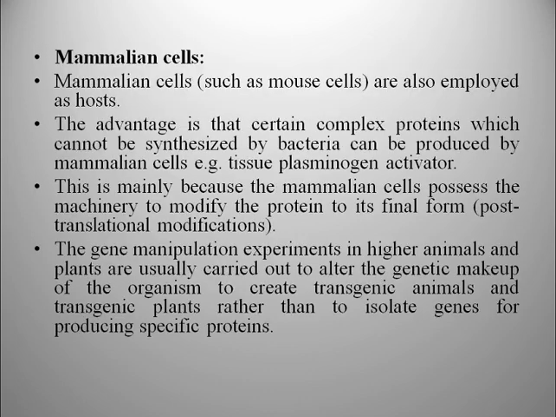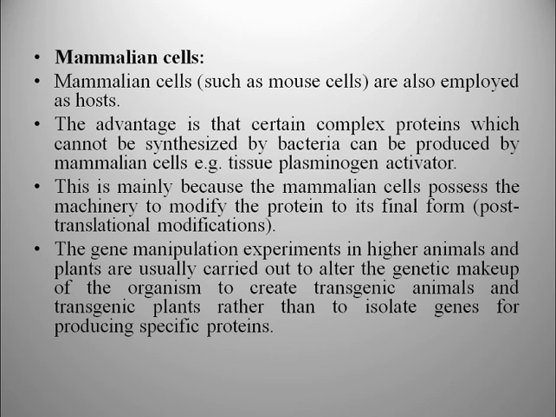Then mammalian cells. Mammalian cells जो है that are also employed as host cells, mouse cells we are using. Advantage of using mammalian cells यही है कि certain complex proteins which cannot be synthesized by bacteria can be produced in the mammalian cells, like tissue plasminogen activator. This is mainly because mammalian cells के अंदर complete machinery होती है. Machinery means सारे enzymes and proteins are present, सारे organelles are present, which is not present in prokaryotic cells. So total machinery is there to modify the protein to its final form. That is, the post-translational modifications can occur in mammalian cells.